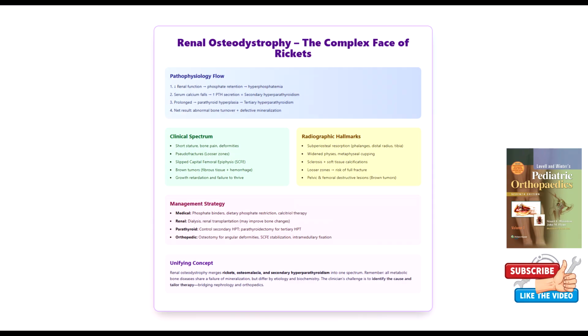Angular deformities of the lower limbs may require osteotomy. Slipped capital femoral epiphysis usually requires stabilization, often bilaterally. Pinning techniques are preferred, but surgeons must be mindful of the soft bone quality in these patients, as hardware cutout can occur if hyperparathyroidism is not well controlled.